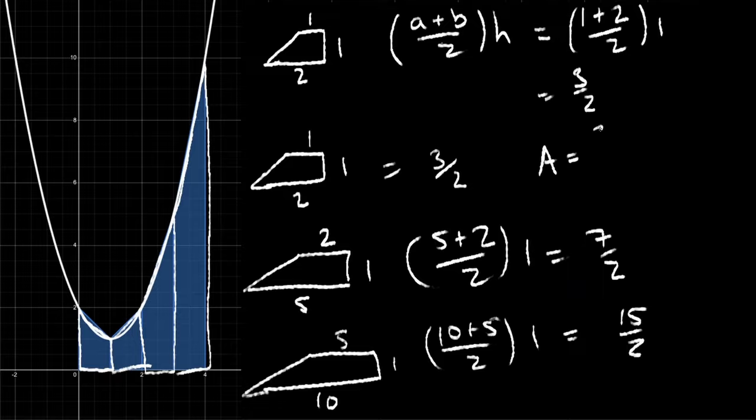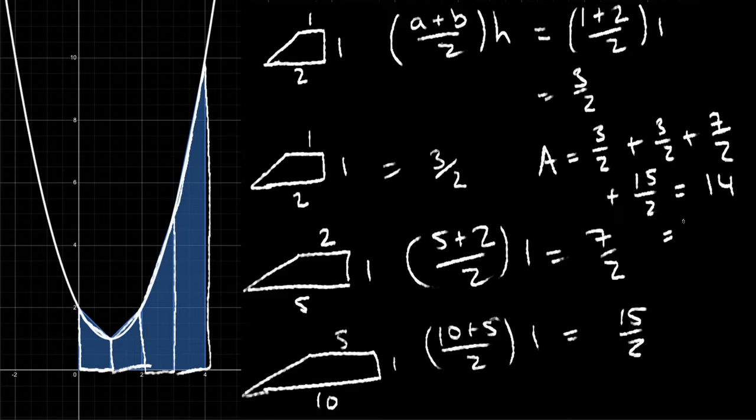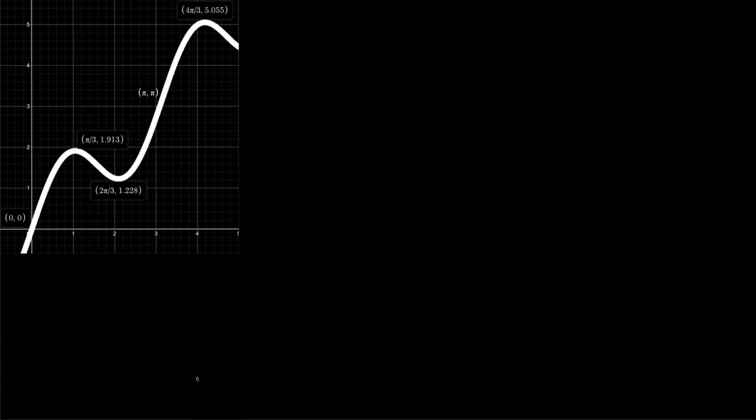To get the final area underneath the curve, we've got 3 over 2 plus 3 over 2 plus 7 over 2 plus 15 over 2, which gives us 14. The actual area turns out to be 13.3 recurring, so with just 4 trapeziums, we've only got a 5% difference. But you're not always going to be dealing with whole number answers.